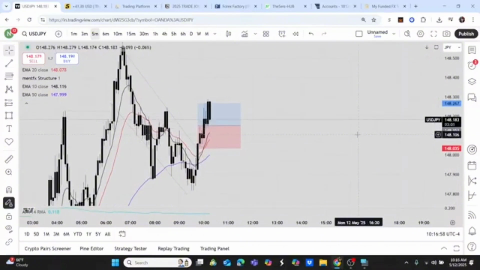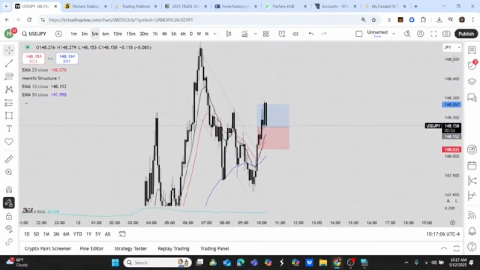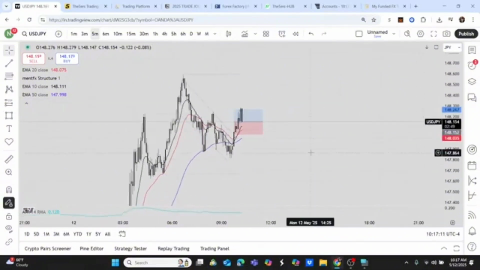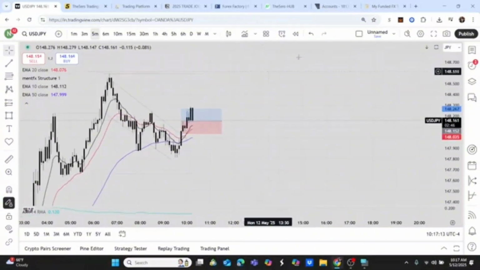Let's watch that. Then we can record the images after it tags us out at break even. There we go, perfect. So that trade just stopped us out at break even. Rules are the best thing you can have.